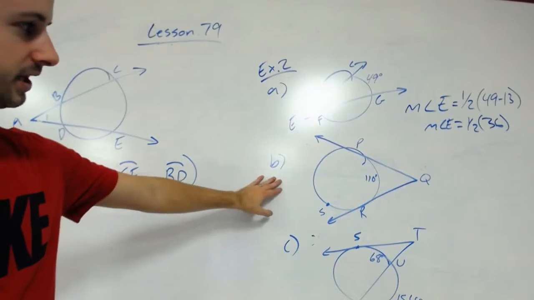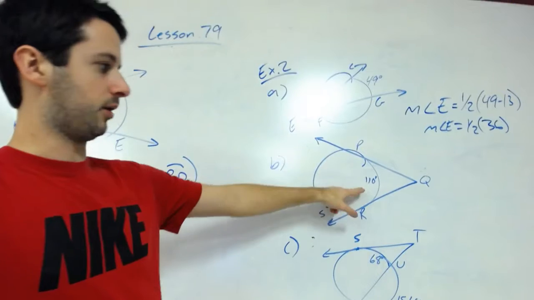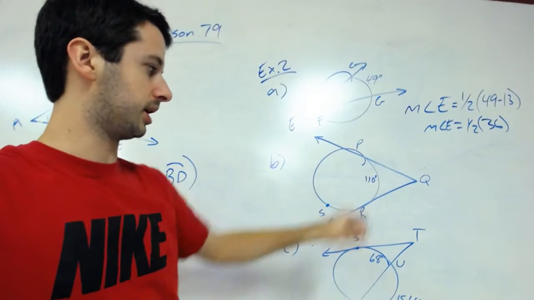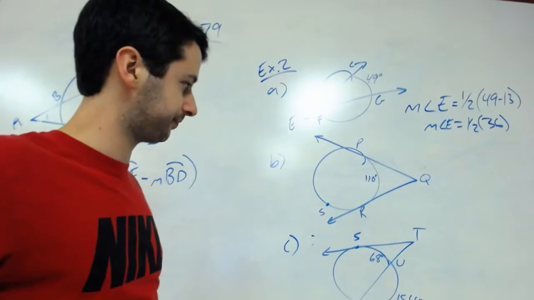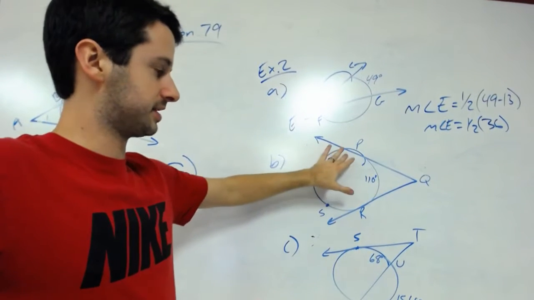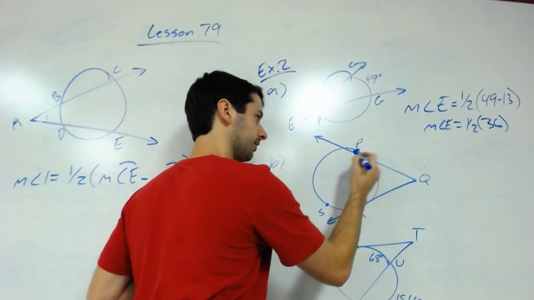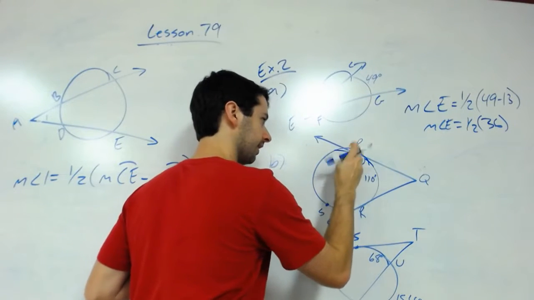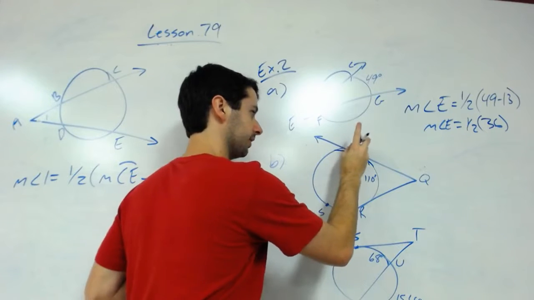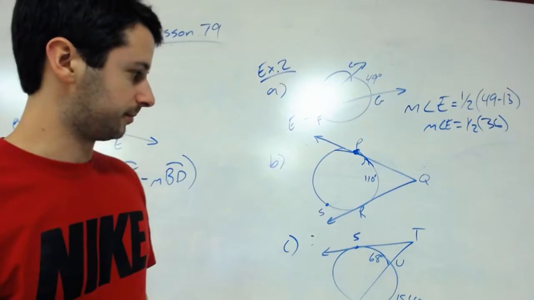In B, it wants you to find the measure of angle Q, but it only gives you PR being 110. So how can we find it? Well, we know how many degrees are in a circle. Now these lines are kind of jive. They only intersect the circle at one point, so the circle really is more like that. But these lines are tangent to the circle.